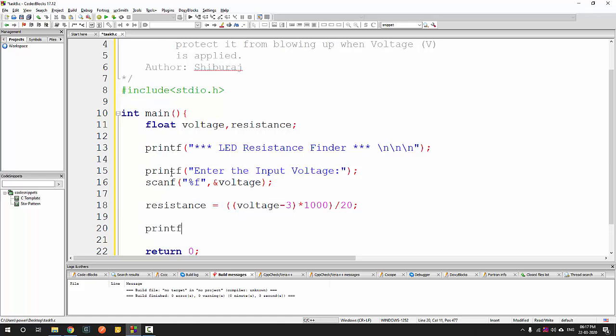So printf, calculated resistance is percentage f and resistance. Okay, so I hope this would be enough.